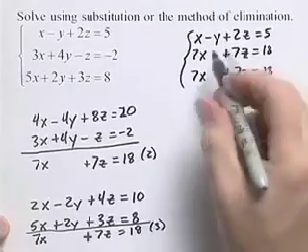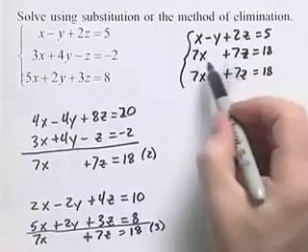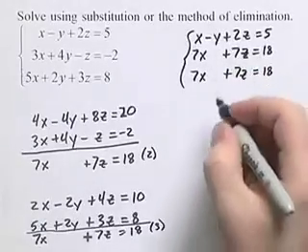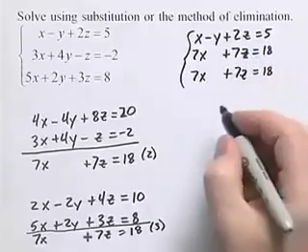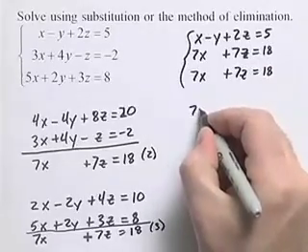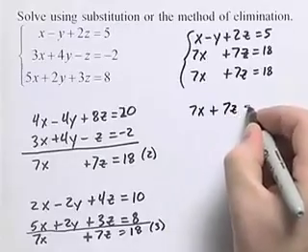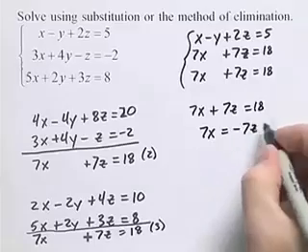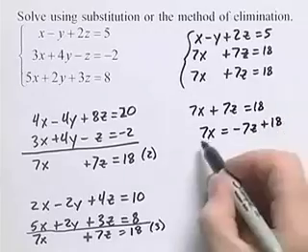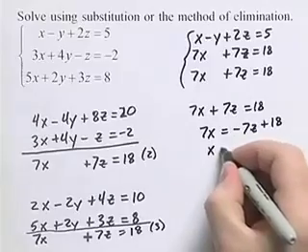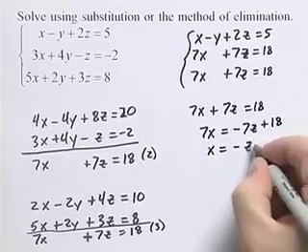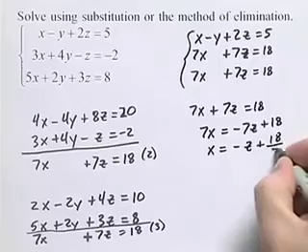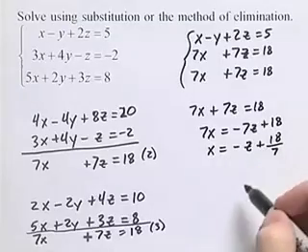We're going to determine the infinite number of solutions by solving this second equation for x and get it in terms of z. So we're going to have 7x plus 7z equals 18. 7x equals negative 7z plus 18. We're going to divide both sides by 7, so we'll have x is equal to negative z plus 18 sevenths. We've expressed x in terms of z. Now we need to get y in terms of z to complete our solution.